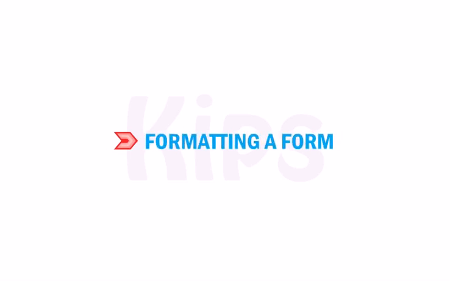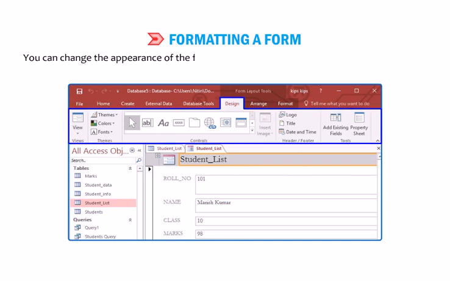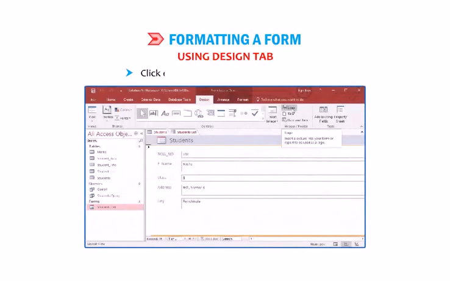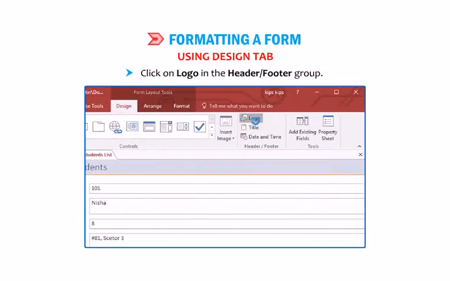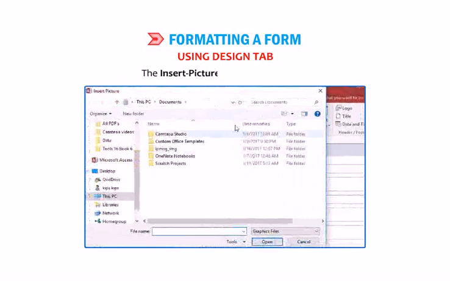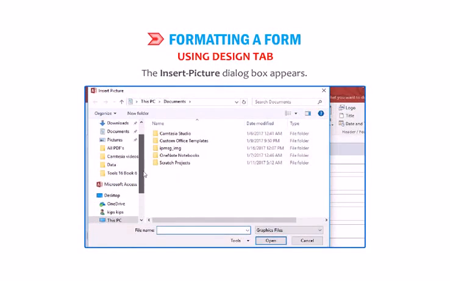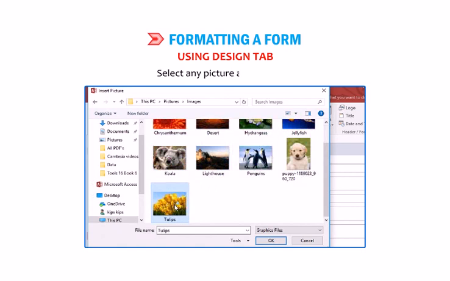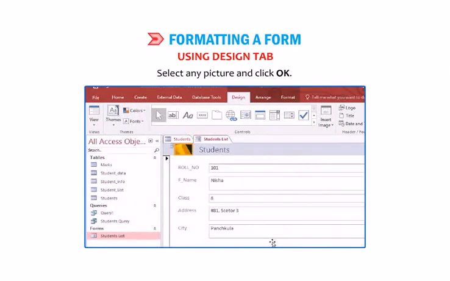Okay, now let us learn how to format a form. You can change the appearance of the form by using various options available on the Design and the Format tab. Using Design tab, click on Logo in the Header or Footer group. The Insert Picture dialog box appears. Select any picture and click OK.